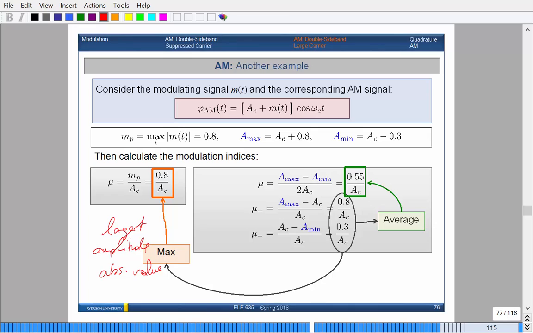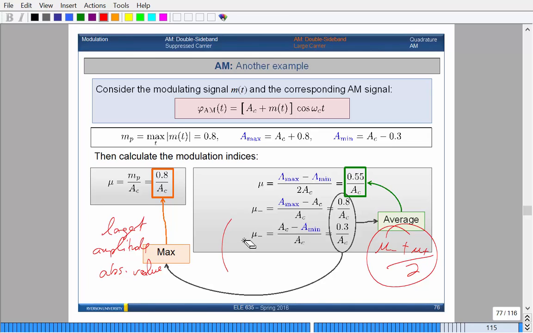Okay. And this here is reporting it as the average, right? So what you're doing here is basically mu minus plus mu plus divided by 2. So that's actually what's happening here. Okay? Sorry. So this is just the average of the two. One of the definitions takes a look at the largest amplitude. The other one is the average of the negative and the positive modulation indices. So which one do you actually use? Well, I guess it depends on your preference.